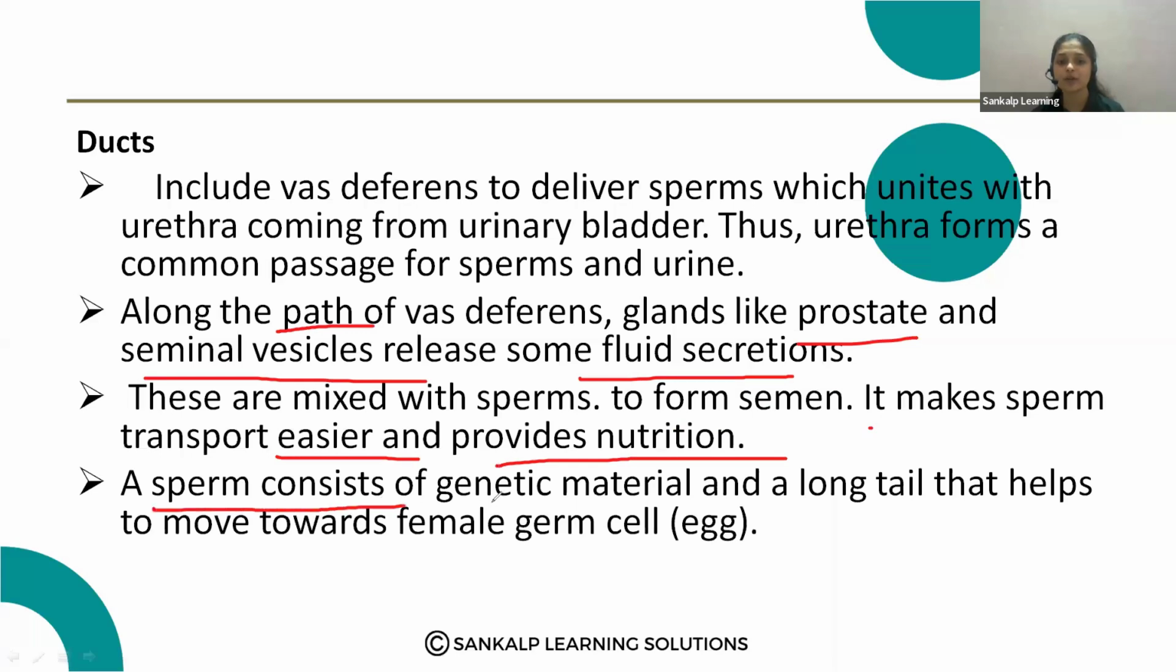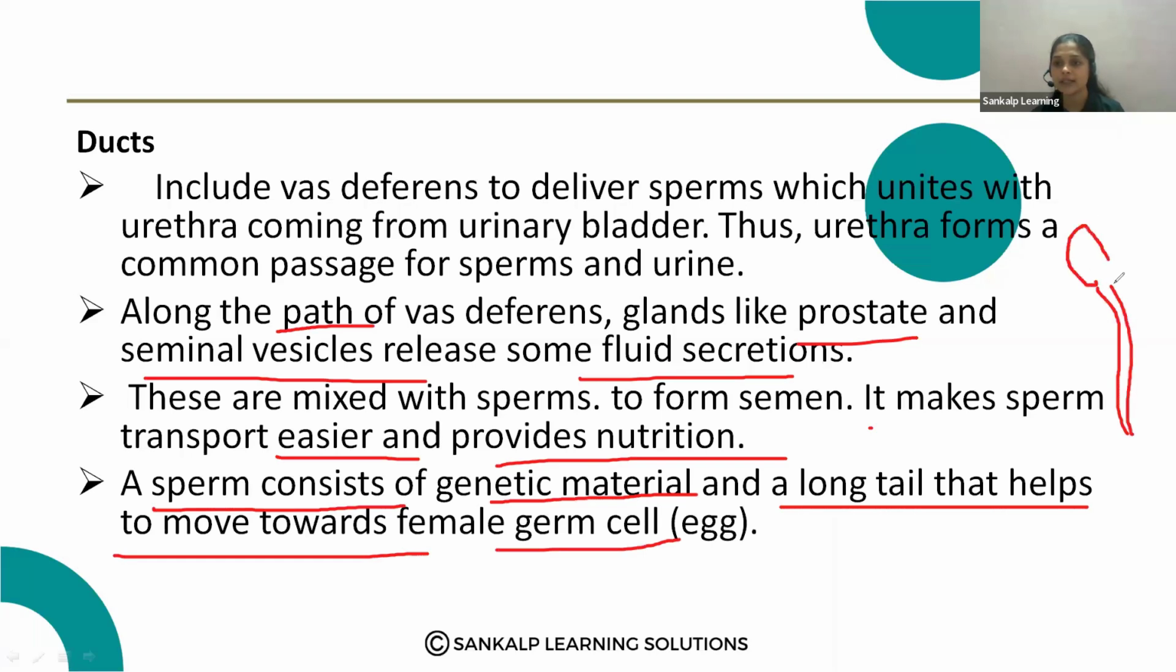And the sperm consists of the genetic material and a long tail, and helps move towards the female germ cell. Sperm contains the genetic material, DNA, and it also contains a tail-like structure. This structure helps the sperm move in the female reproductive structure. So that is very helpful. Okay, so this is about the male reproductive structure.